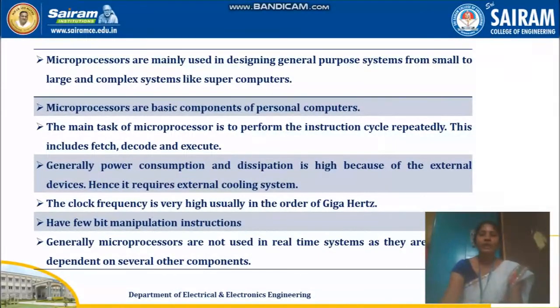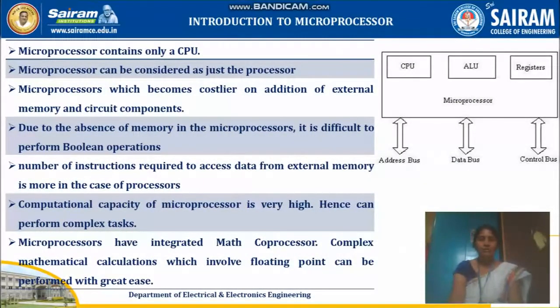It is mainly used in designing general purpose systems, from small to large complex systems like a supercomputer. It is the basic component of your personal computer. Generally, the power consumption and dissipation are high because of the external devices, hence we need an external cooling system. The clock frequency is usually high, in the order of gigahertz. There are only a few bit manipulation instructions. Generally, microprocessors are not used in real-time systems as they depend on several other components. These are the general key points of a microprocessor-based system.